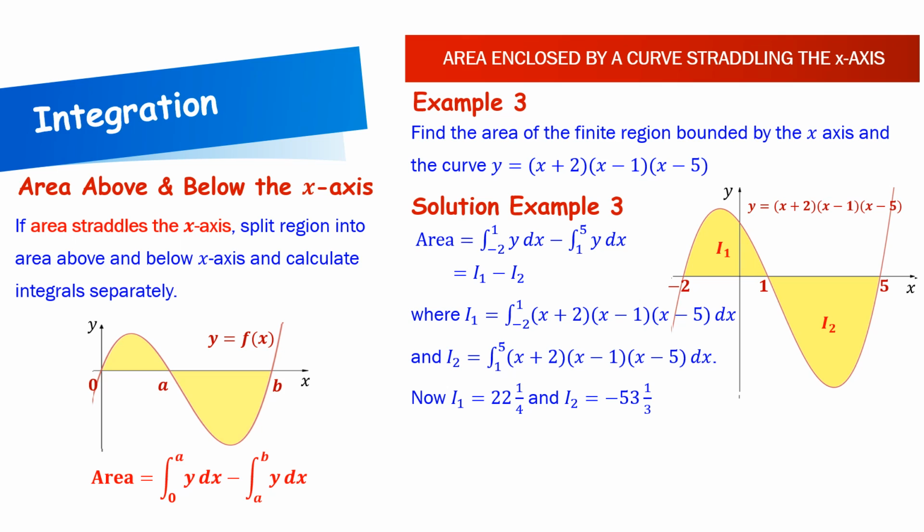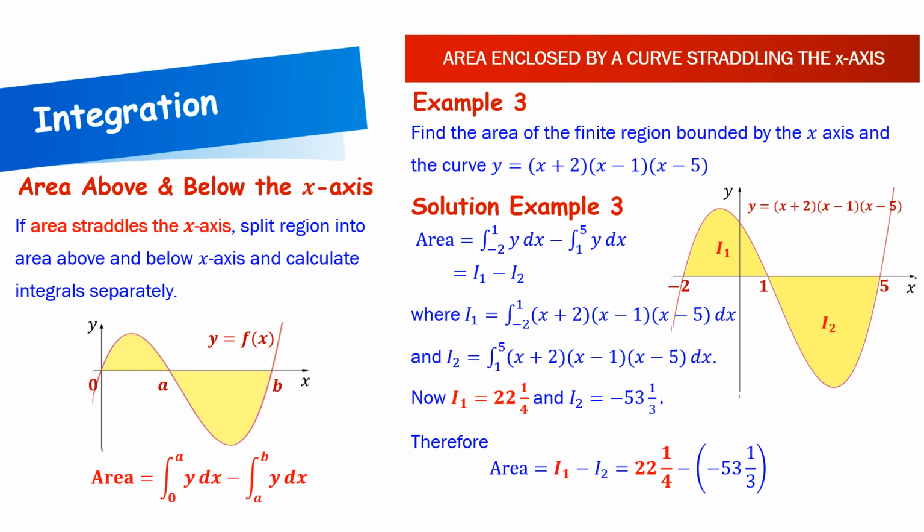And of course, now that we have the values for I1 and I2, we can simply plug these values into our formula for the area. Area equals I1 minus I2, which equals 22 1/4 minus 53 1/3. And tidying this up gives us 75 7/12.